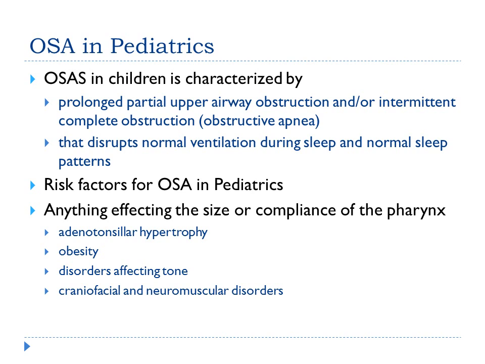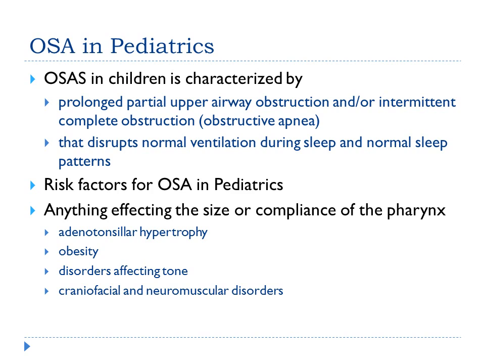Let's take a look at how obstructive sleep apnea occurs in pediatrics. Nearly 12% of all children snore on most nights. Obstructive sleep apnea syndrome occurs in 1 to 4% of school-age children. And again, the gold standard for diagnosis is the polysomnogram. In children, obstructive sleep apnea is characterized by prolonged partial upper airway obstruction or intermittent complete obstruction. This disrupts normal ventilation during sleep and the normal sleep patterns.